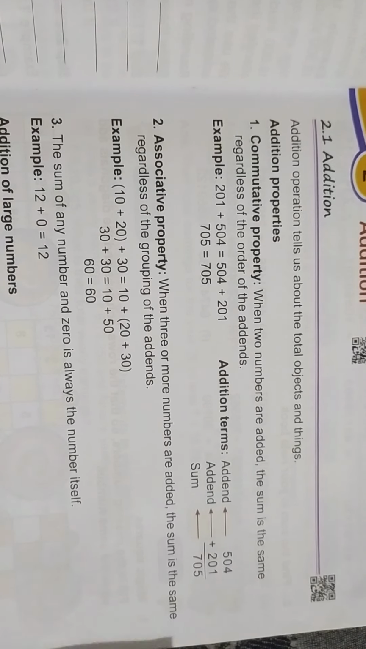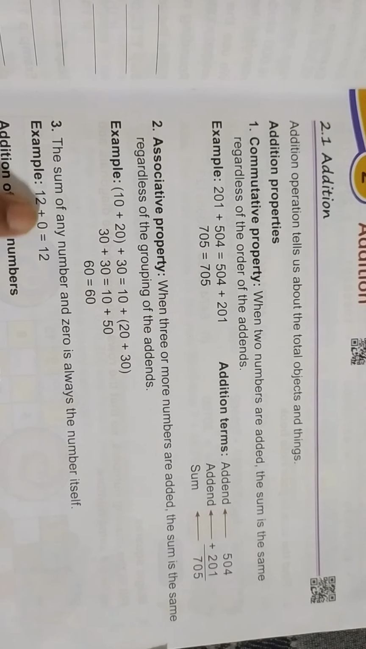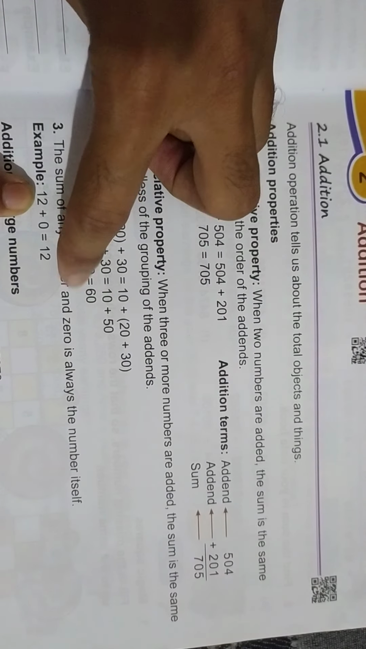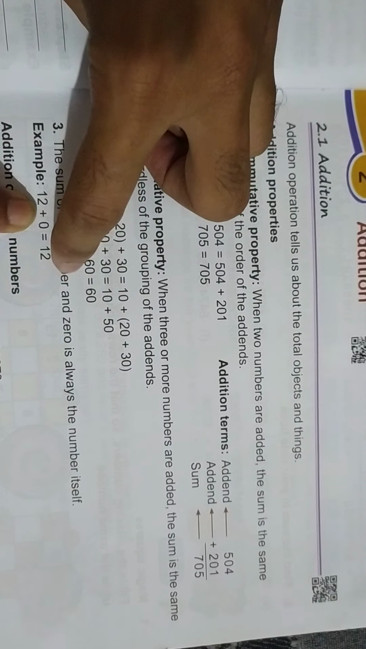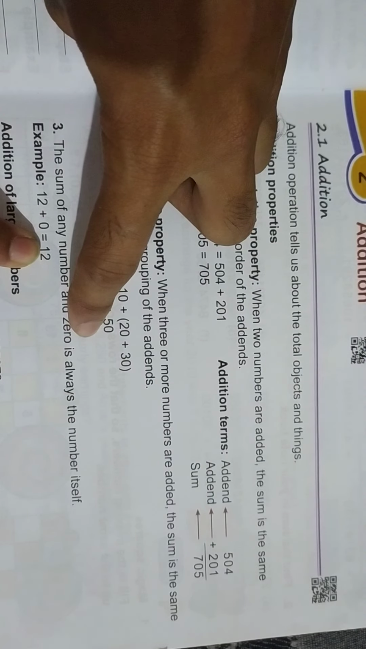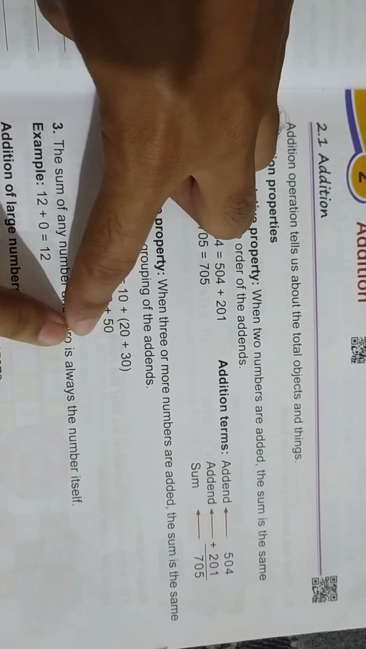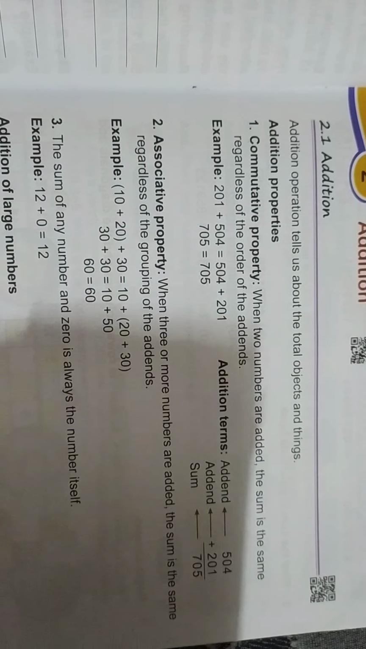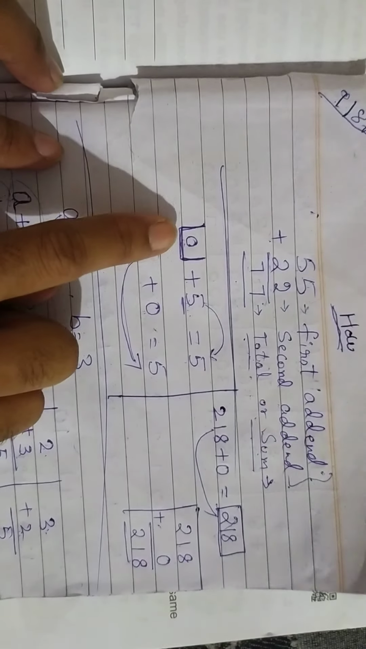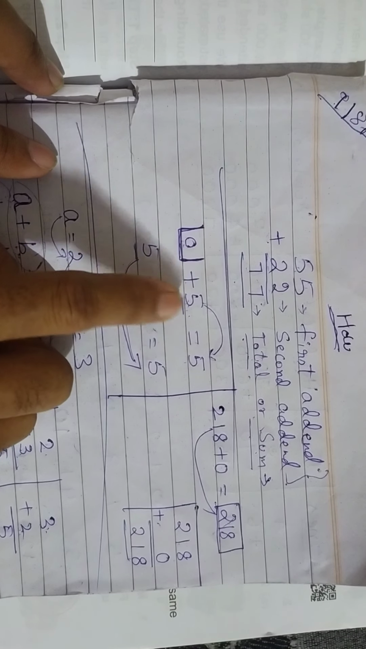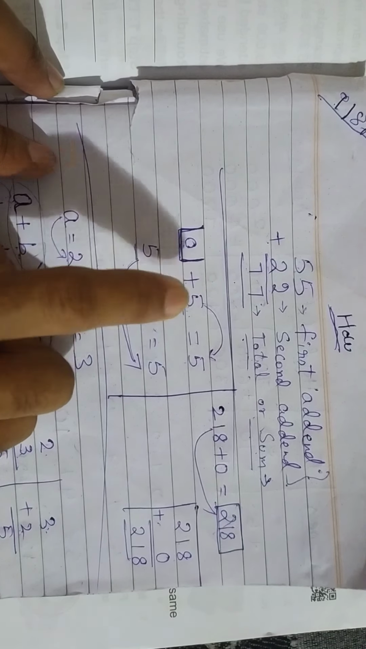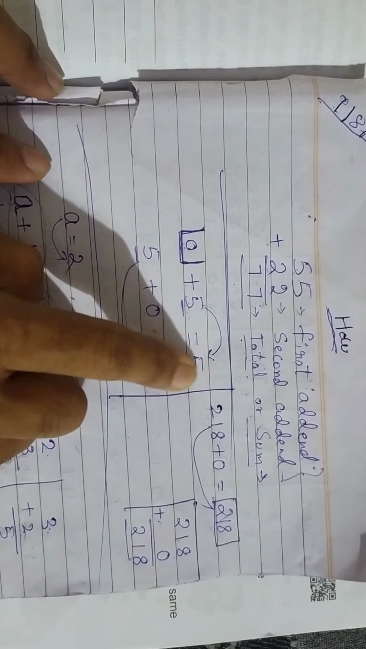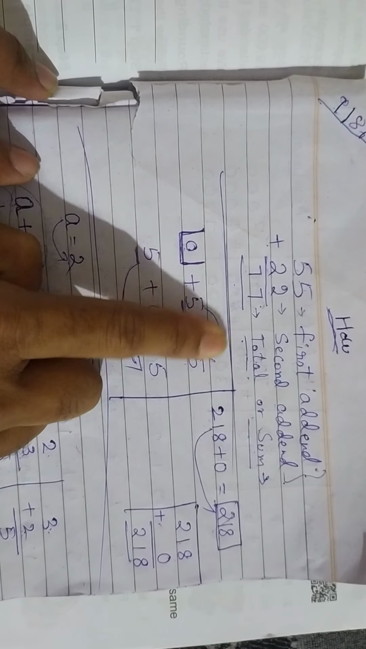For example, I will teach you the textbook example first. 12 plus 0. What is 12 plus 0? You get 12 only. So any number is 12, plus 0. 12 plus 0 gives you 12 back again. So the sum of any number and 0 is always the number itself. Number itself means you got back 12. In the same way, here there is 0. What did I add to 0? 0 plus 5. What did you get back? You got back the number itself. 0 plus 5 is 5 itself.